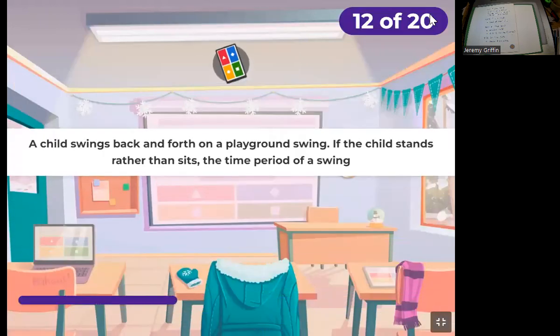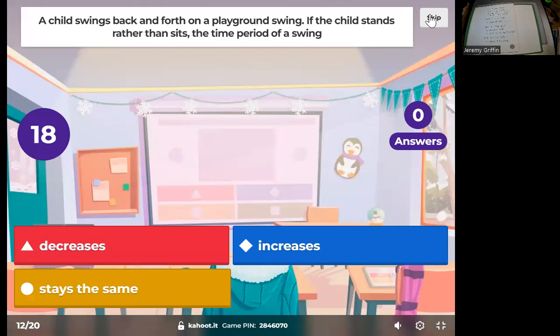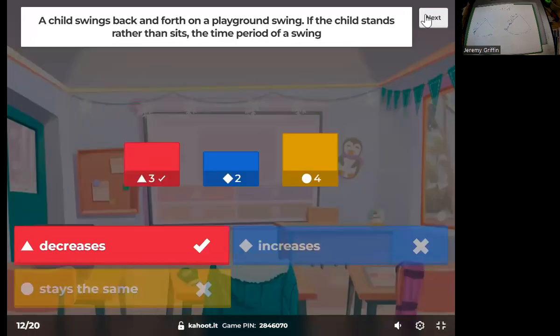A child swings back and forth on a playground swing. They stand rather than sit. What happens to the time period of that swing? Okay, yeah, so the time period would decrease. Another way to say that is that it's going to swing back and forth faster.